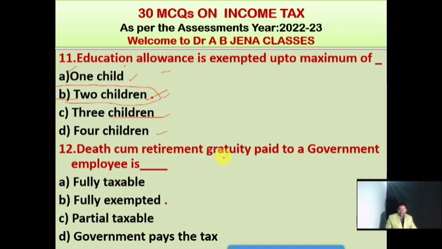Next MCQ, it's very vital. Death cum retirement gratuity paid to a government employee is: A, fully taxable; B, fully exempted; C, partially taxable; D, government pays tax. So the right option is B. Death cum retirement gratuity paid to a government employee is fully exempted.